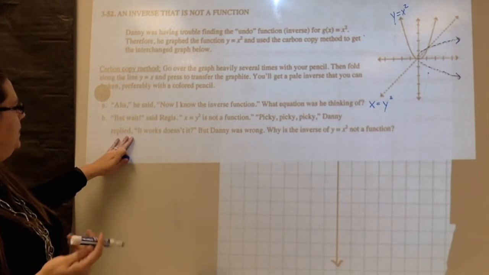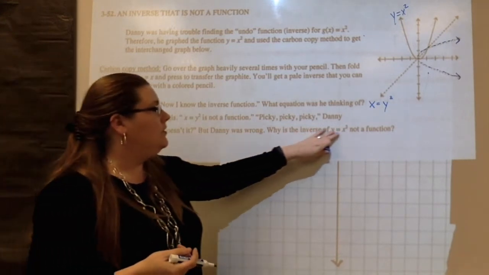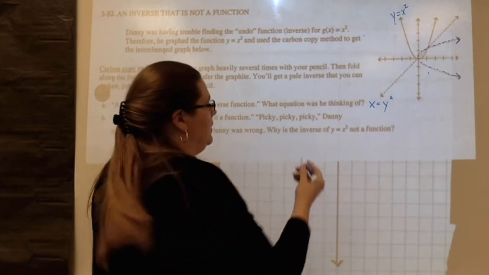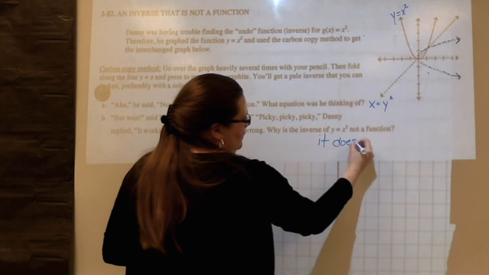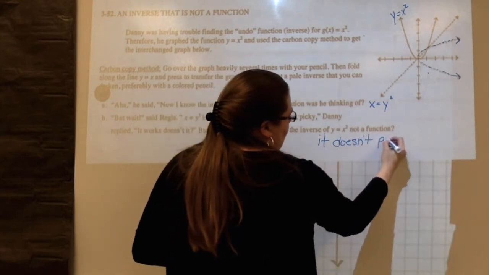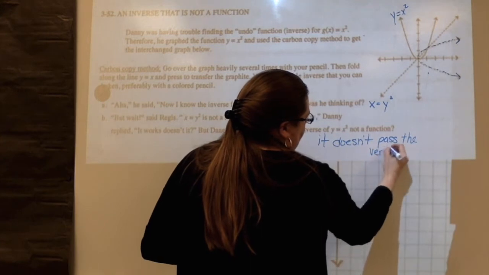So Danny says you're being picky. It works, doesn't it? But Danny was wrong. Why is the inverse not a function? And here we can talk about the fact that it doesn't pass the vertical line test.